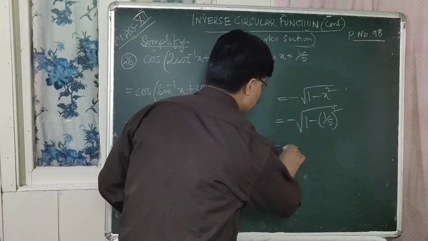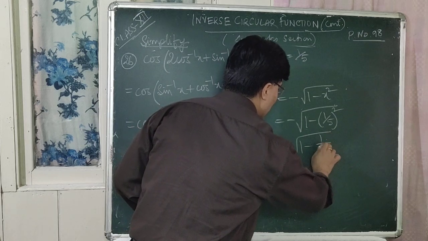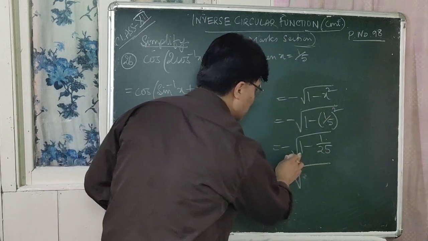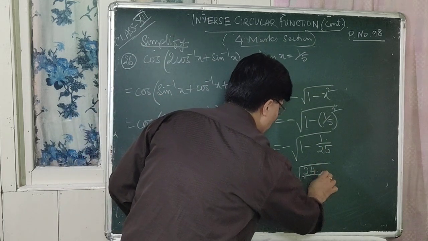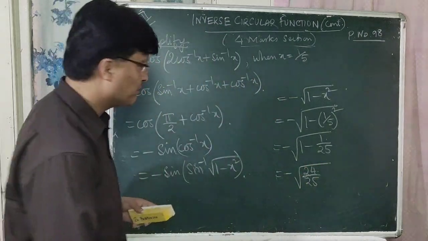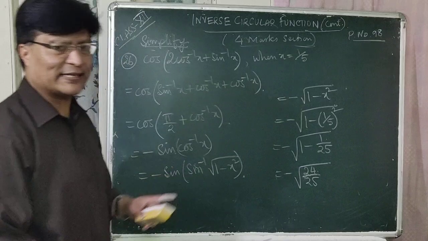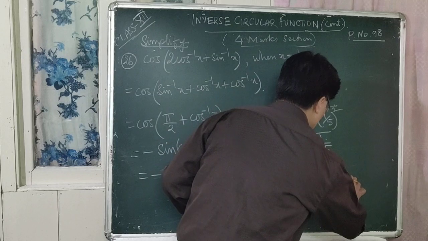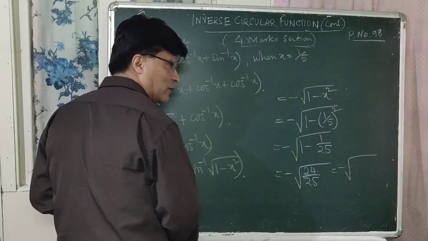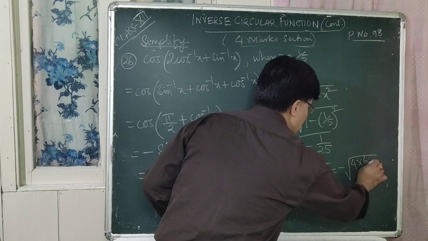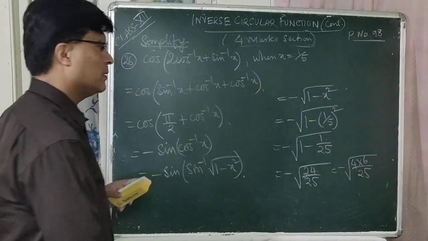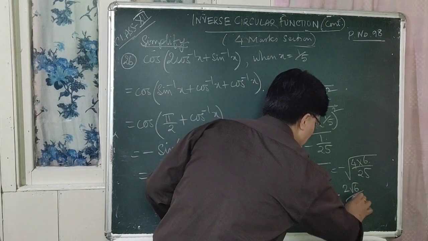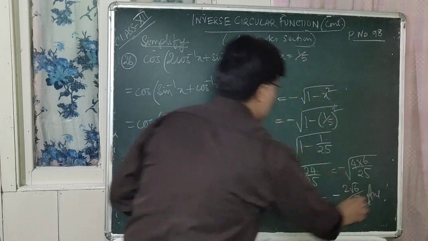Now let us simplify it. Root over 1 minus 1 by 5 whole square, that is 25, minus root over, how much is it? 25 ones are 25, minus 1, 24 by 25, right? There is no exact square root for 24, but you can write it as 4 into 6. So it is minus root over, within square root, 24 written as 4 into 6 divided by 25. So what is the simplified answer now? Minus 2 root 6 divided by 5. So this is the final answer.